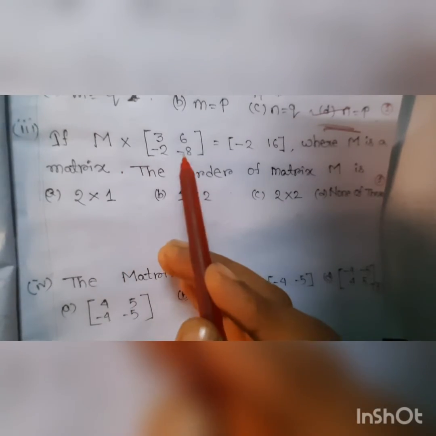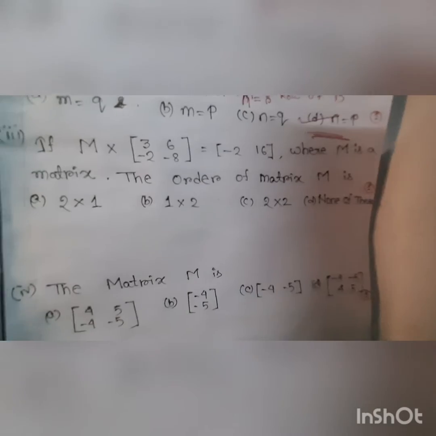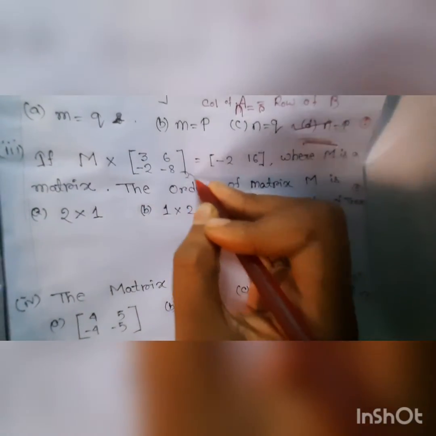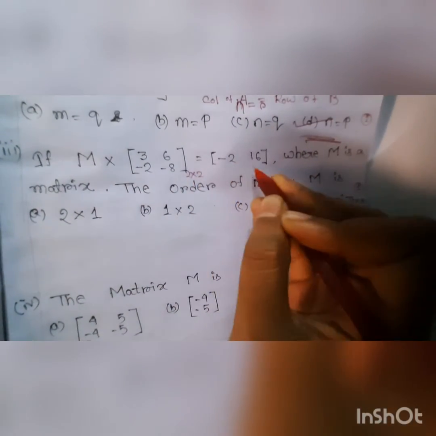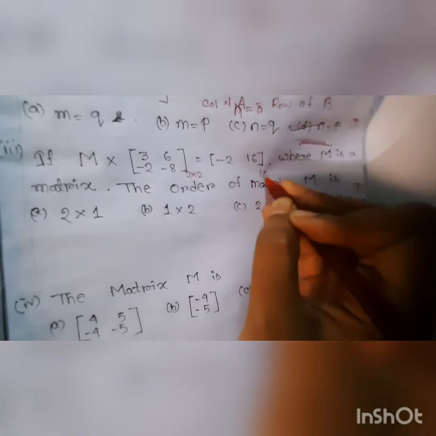Now question number 3. You have to find M, where M times the 2 by 2 matrix [3, 6; minus 2, 8] is equal to [minus 2, 16], which is a 1 by 2 matrix.